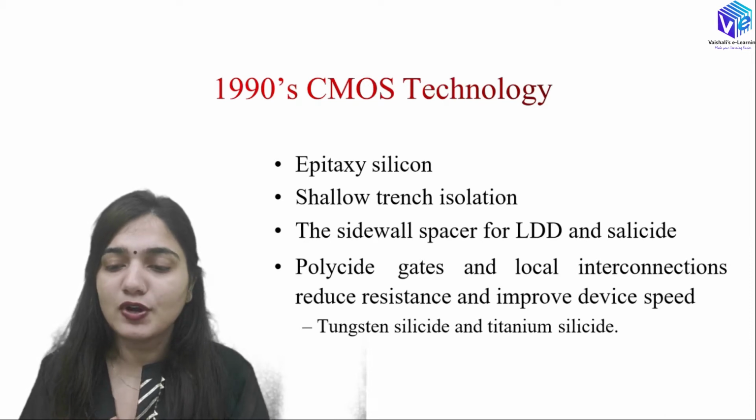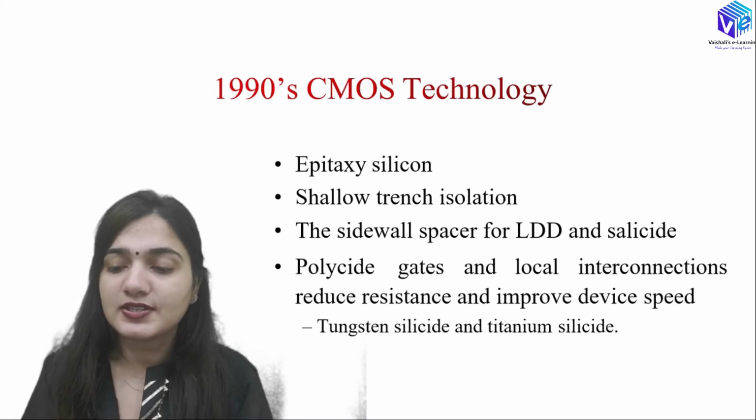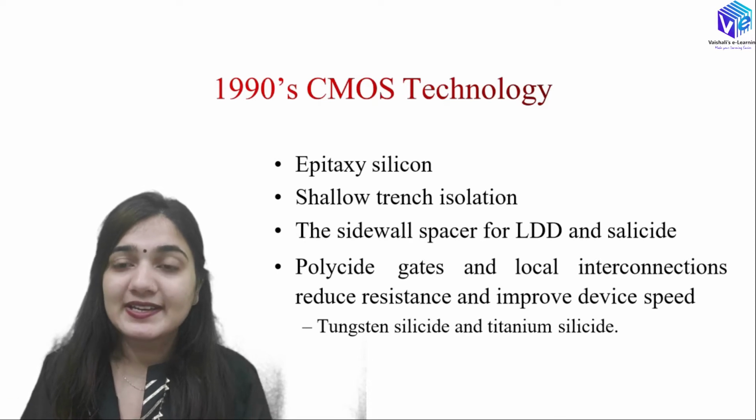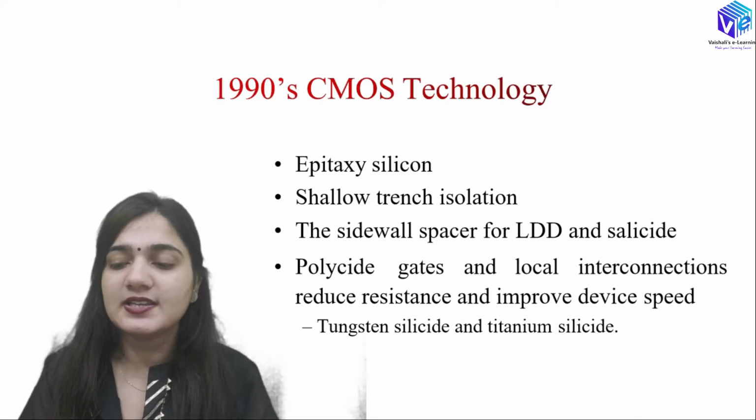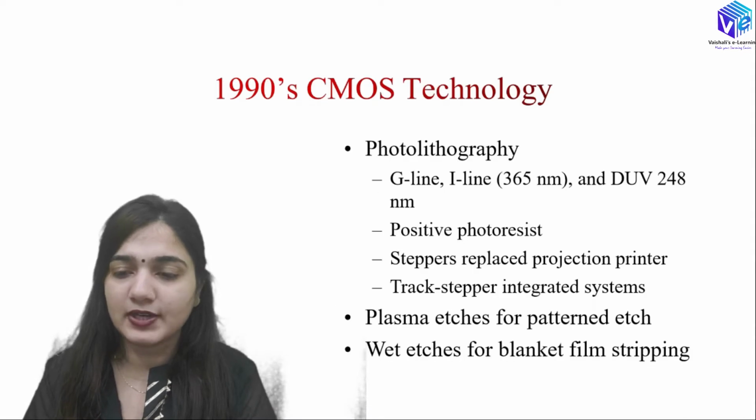We were moving towards a polycide gate as well as local interconnection which were having the reduced resistance and improved device speed. So we were forming the interconnection with the materials which were having less resistance and high device speed. So we were using tungsten silicide and titanium silicide for that.